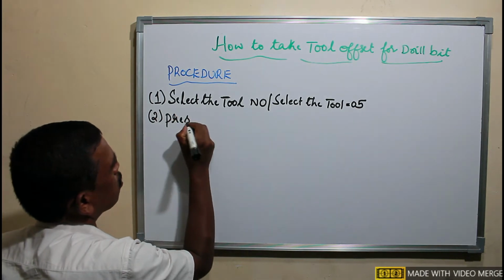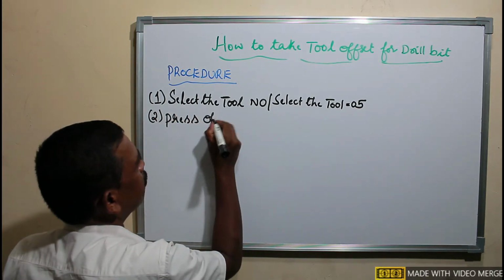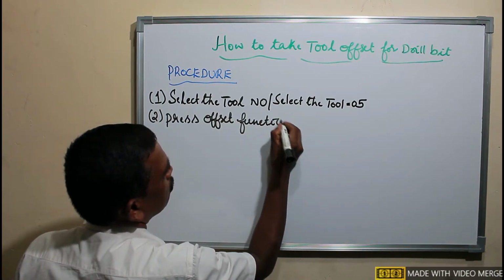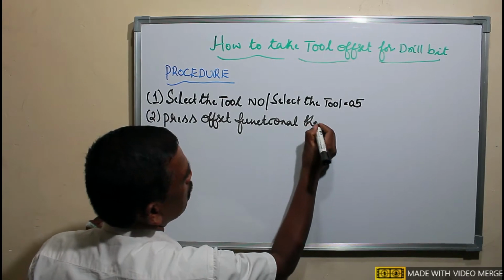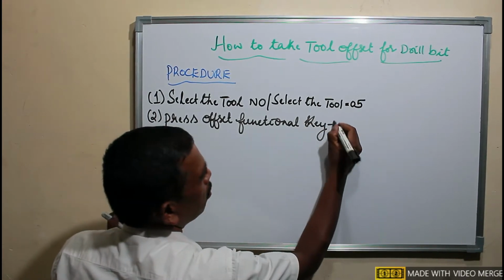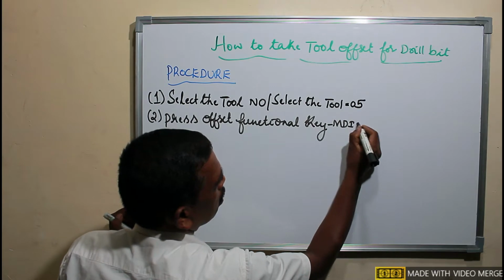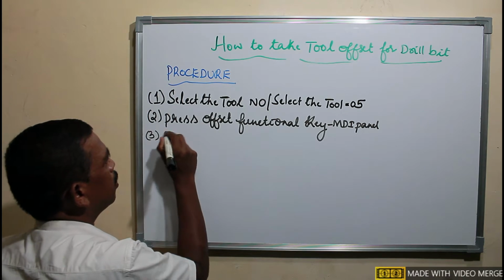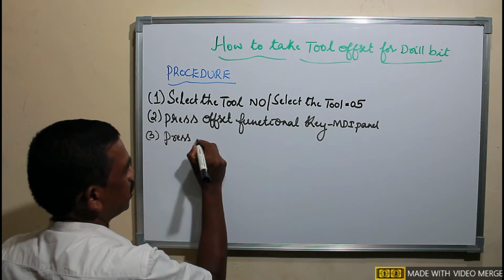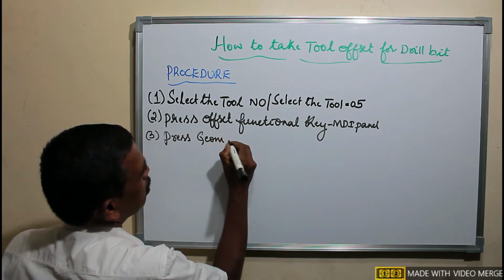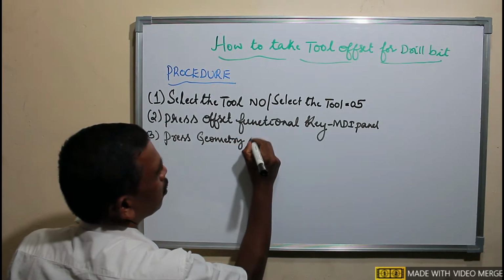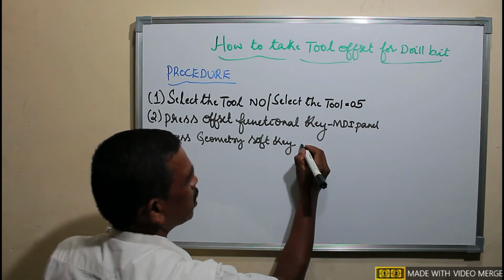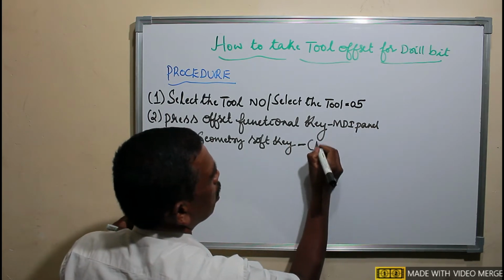And then press the offset functional key on the MDI panel, and then press the geometry soft key, which is on the display panel.